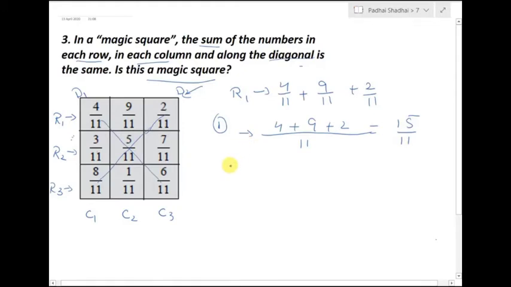Similarly for row 2 also we will check R2, that is 3 by 11 plus 5 by 11 plus 7 by 11. Again, as the denominator is same, we need not take LCM, so 11, and we have to add the numerator, 3 plus 5 plus 7.